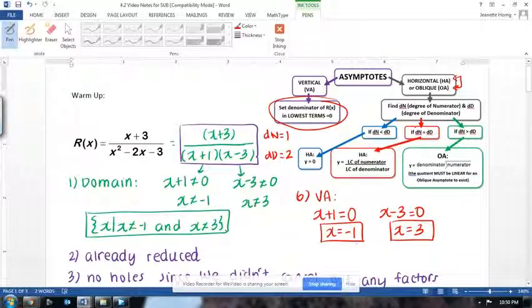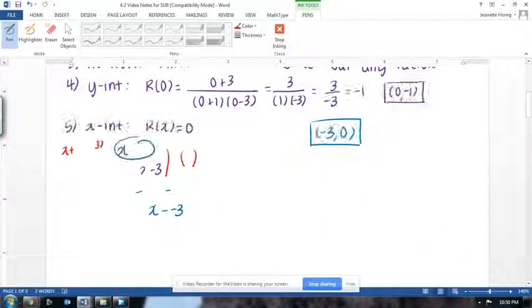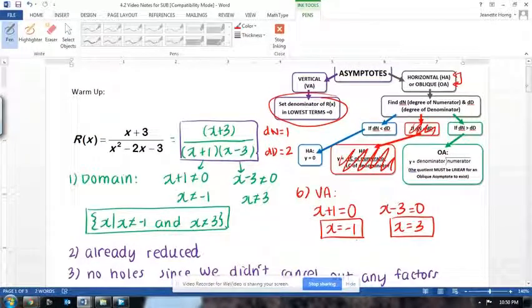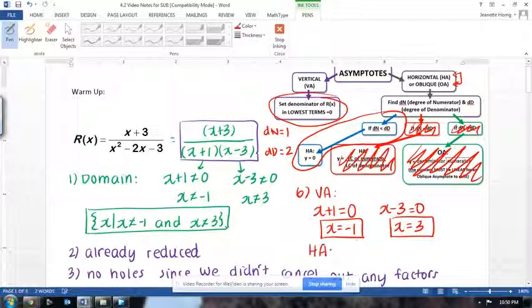So I know I'm not looking at this middle branch because my degrees are not the same. So I'm going to cross that out. I'm also not looking at this last branch, because the degree of my numerator isn't bigger than the degree of my denominator. So I'm going to cross this out as well. Since 1 is less than 2, I'm looking at this branch. AKA, it's just telling you you've got a horizontal asymptote, and it is at y equals 0. I didn't actually have to solve anything for this one.